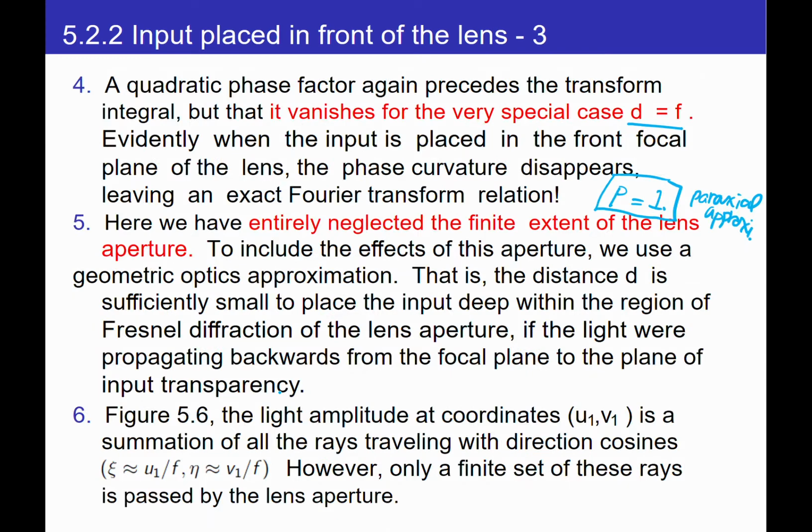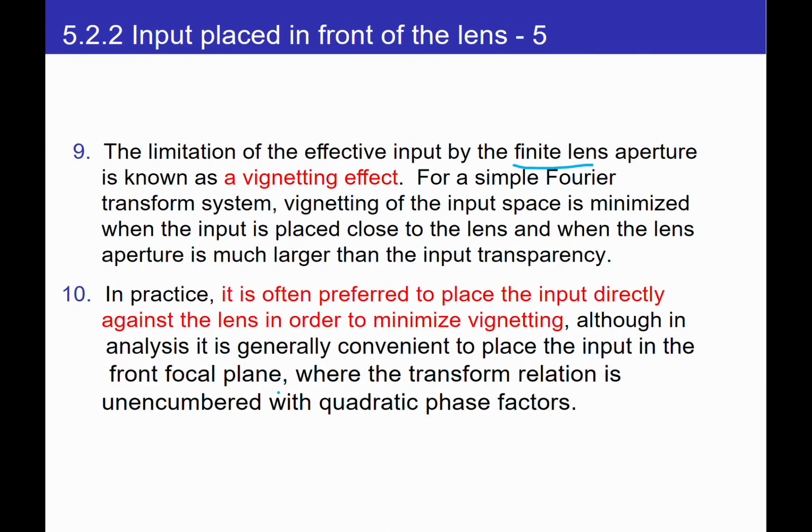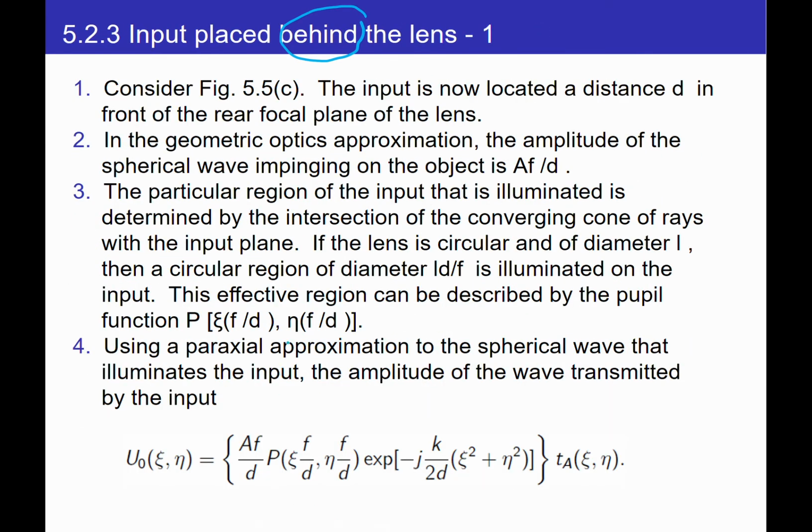Let's see how it is going to change. So we are going to consider figure 5.C, the third problem. The input is now located a distance d in front of the focal plane of the lens. In the geometrical optics approximation, the amplitude of the spherical wave impinging on the object is A times f over d, so that we get the reduction of the amplitude like this.